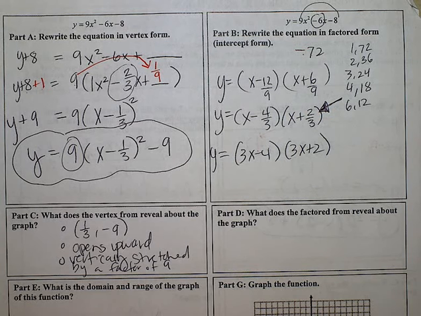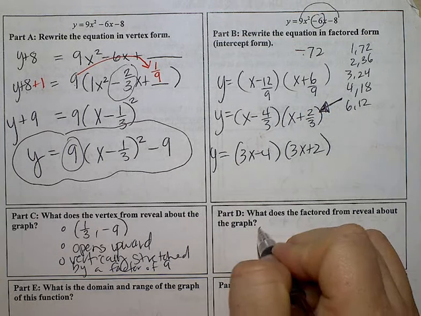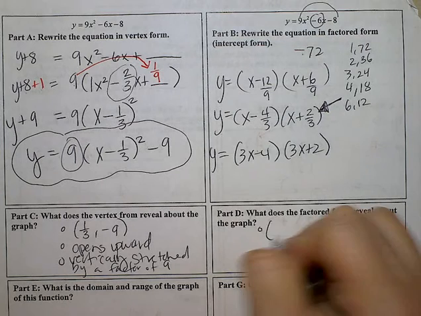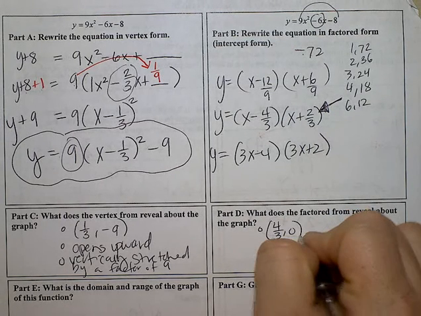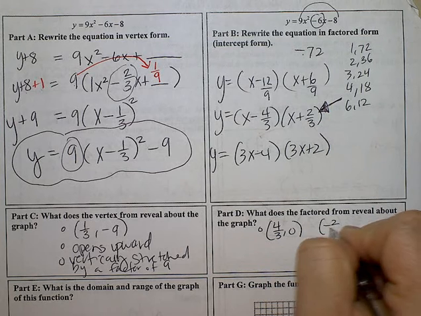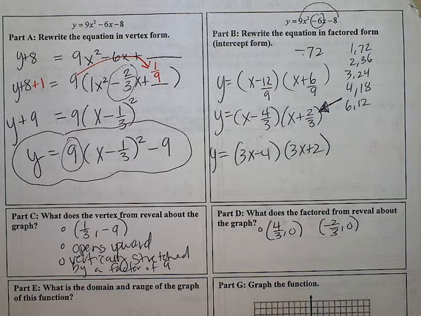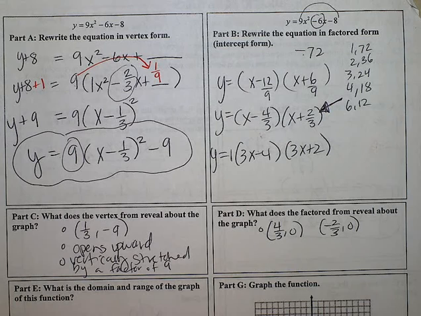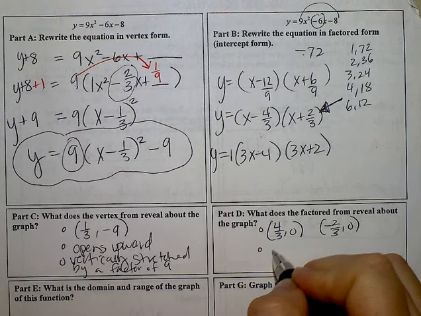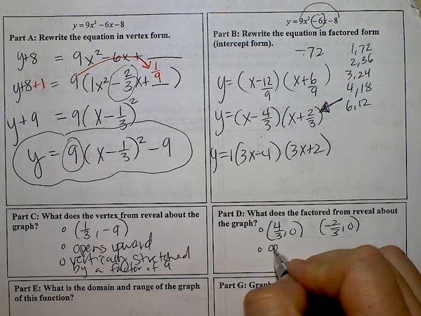So what does factored form reveal about this graph? Well, it tells me that the x-intercepts occur, and the reason I like this step, at positive 4/3 and 0 and negative 2/3 and 0. And there's a hidden a out front that's a positive 1. So it also tells me that it is going to open upward.